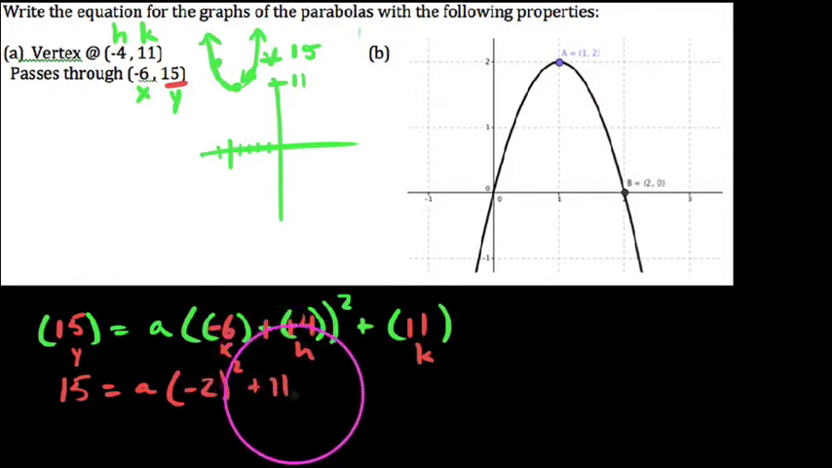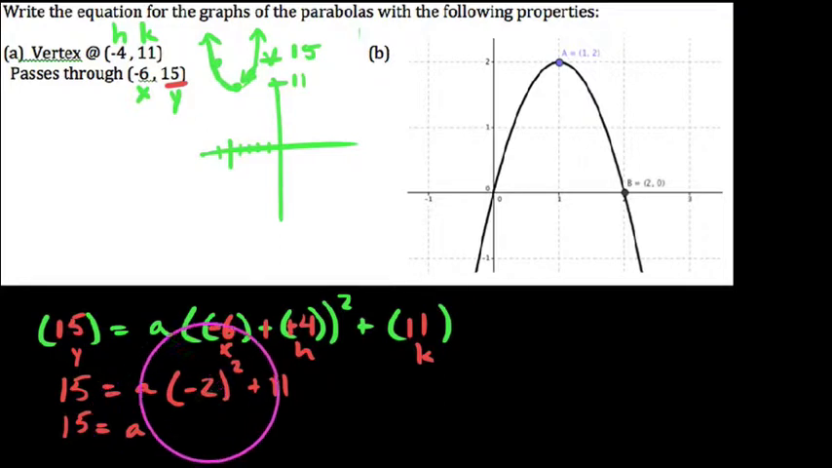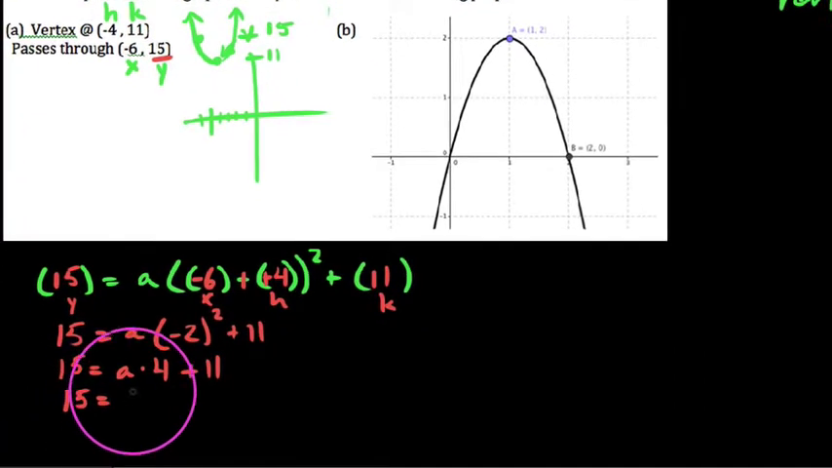And this is plus 11. So you see it gets really, really cleaned up on the right-hand side here. We say a times the quantity, well, -2 squared is 4, so times 4 plus 11. And so essentially it becomes this two-step equation where we have 4a plus 11 is the same thing as 15.